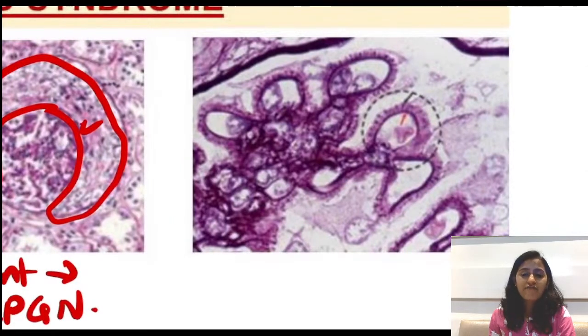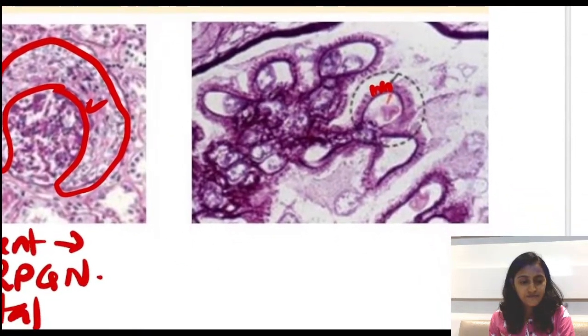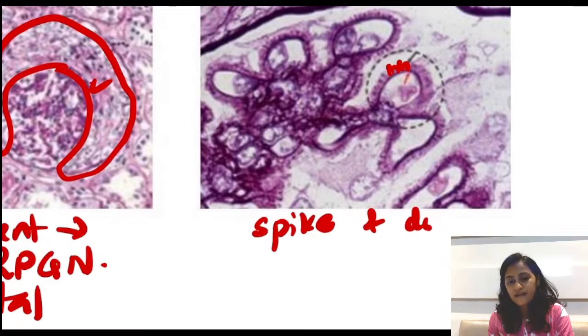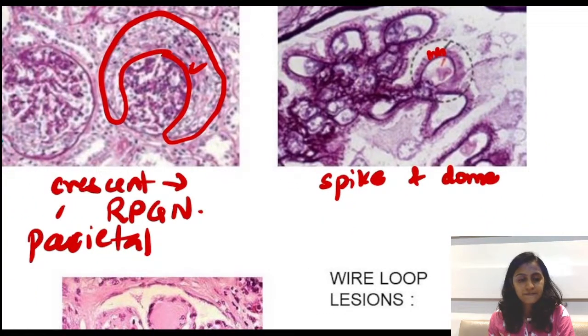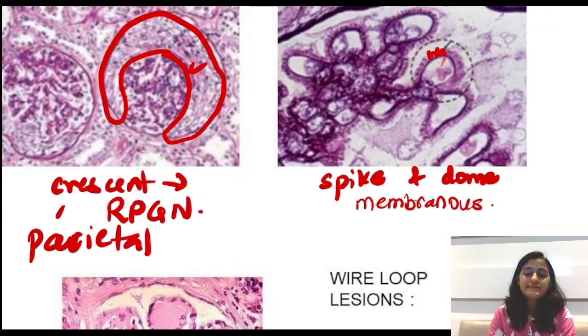Next one. What do we have here? What appearance is shown here? The spike and dome pattern is what we are seeing here. Right. So where do you have the spike and dome appearance? The spike and dome appearance basically is seen on the membrane. So remember, this is seen in membranous nephropathy.